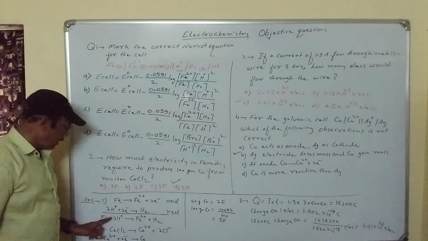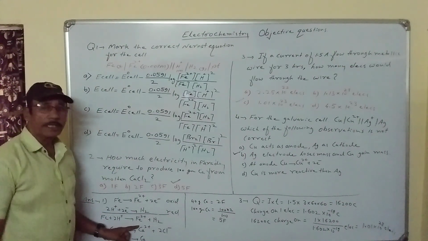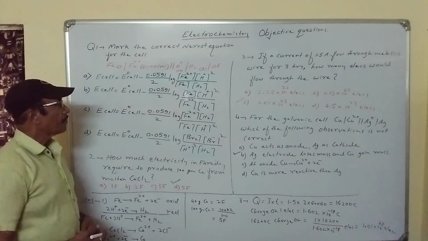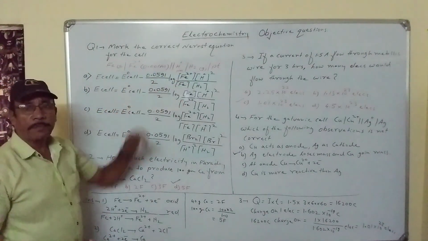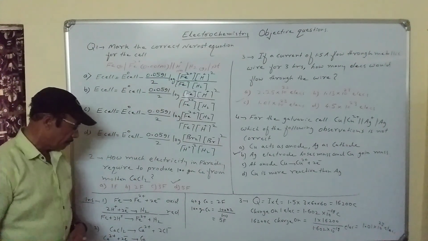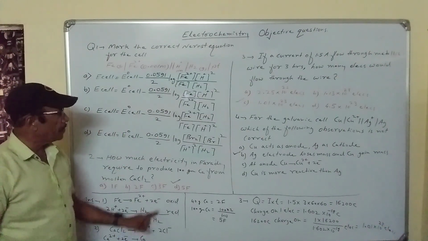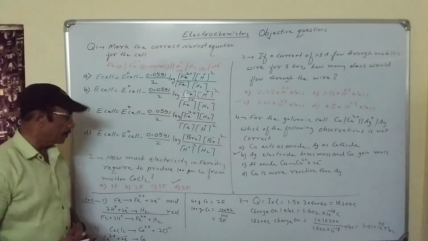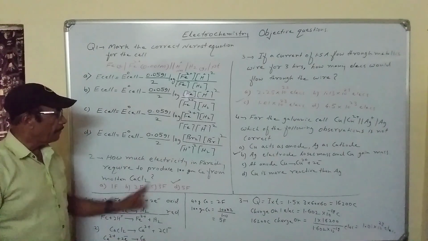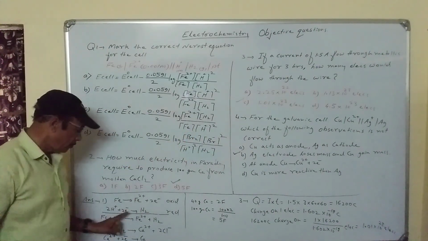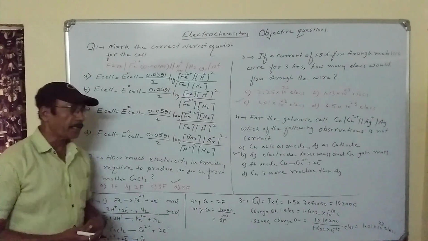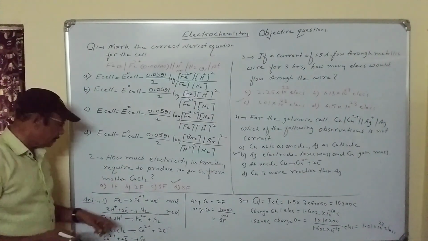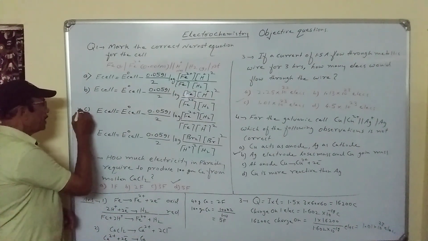In this reaction, the reactants are Fe plus 2H+ and the products are Fe2+ plus H2. While writing the Nernst equation, we take the molar concentration of products divided by the molar concentration of reactants, with the number of ions or atoms raised to the power. So the expression is Fe2+ into H2 divided by Fe into H+ to the power 2, and according to this expression, option C is the correct option.